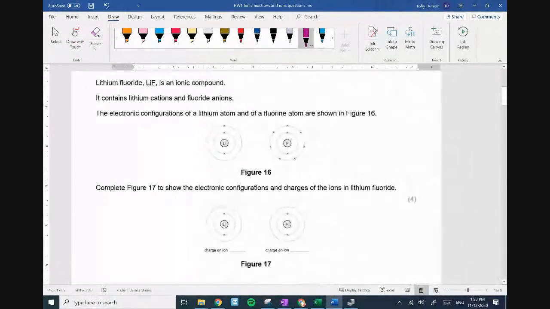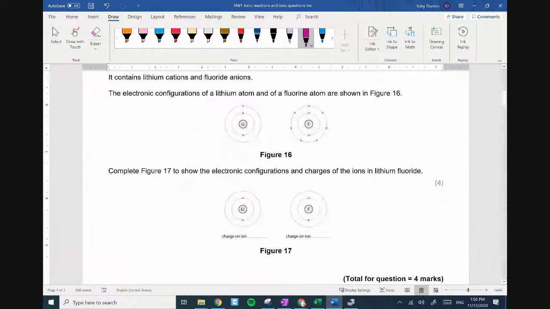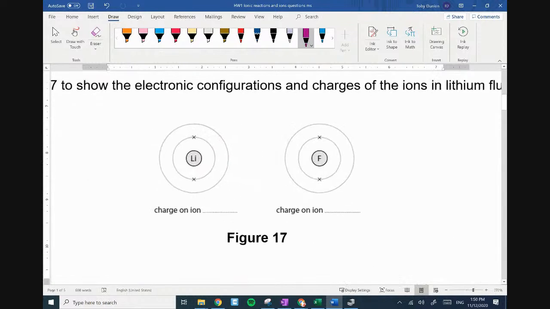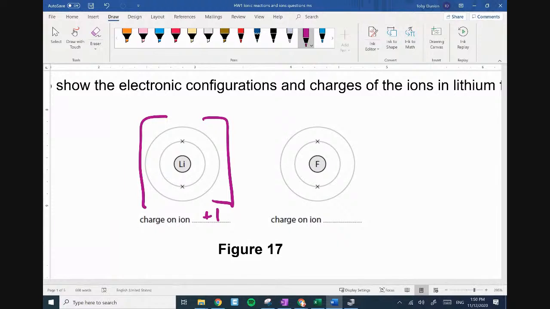So next one, it says lithium fluoride. Lithium fluoride LiF is an ionic compound that contains lithium cations and fluoride anions. It's given you the configuration of the atoms, and it then says complete the figure for the ions. Oh, that's quite clever. So the charge is +1 for the lithium, and all I have to do is put a bracket and add the charge. Yeah, you could put 1+ or +1. It makes no difference. You can even just put plus in this particular scenario.